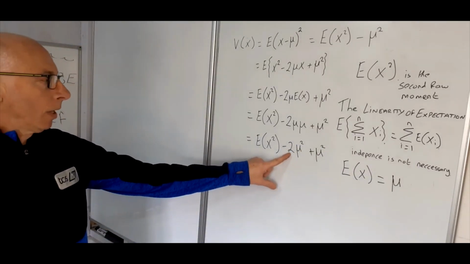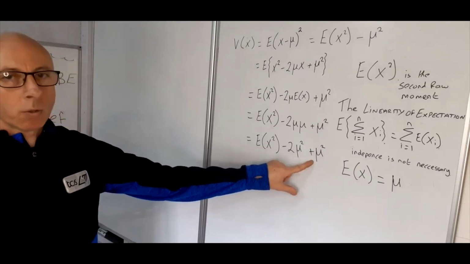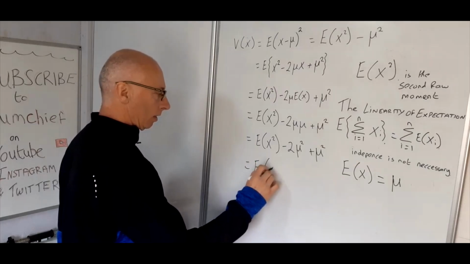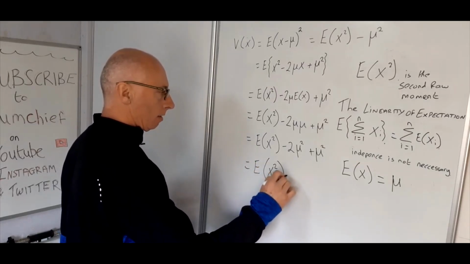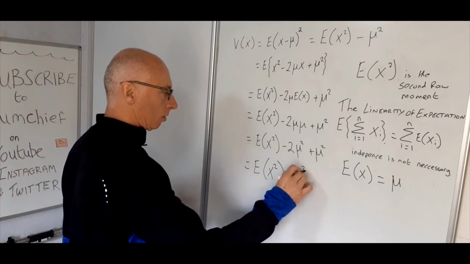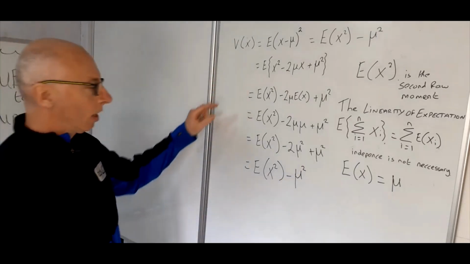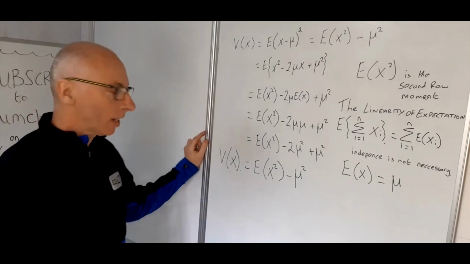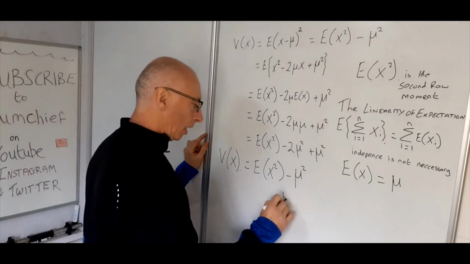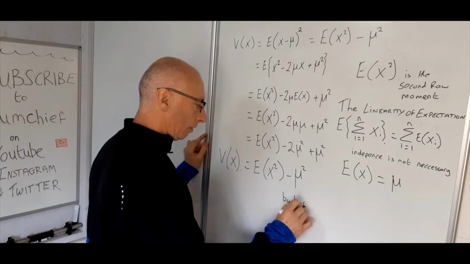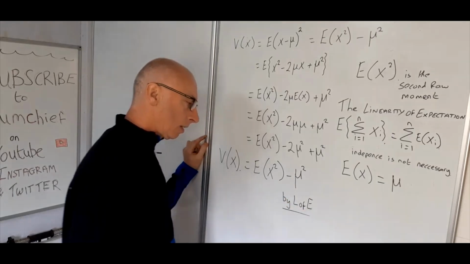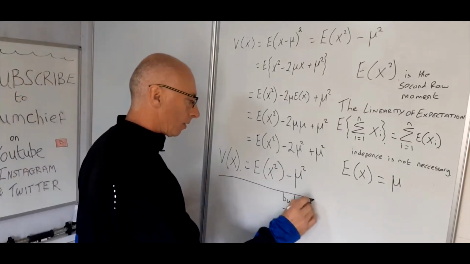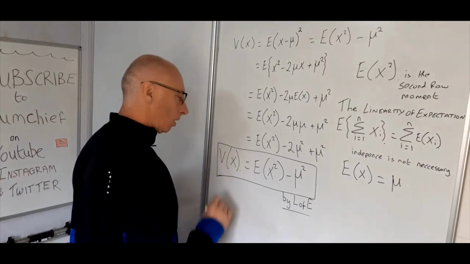Okay, so now nice simple algebra here: minus 2 mu squared plus a mu squared just leaves us with a minus mu squared. So E of x squared minus mu squared, and this is the same as our variance of x. So by linearity of expectation, that's the rule we used to show this. Okay.